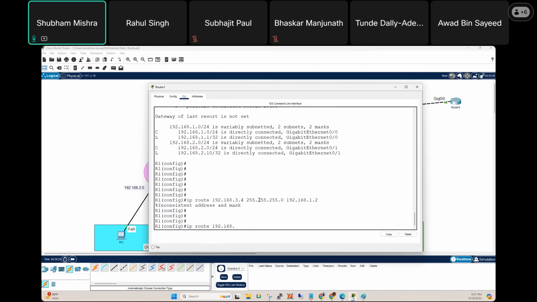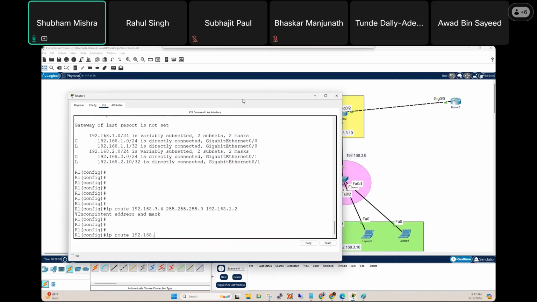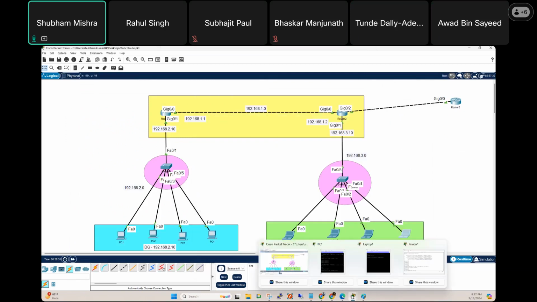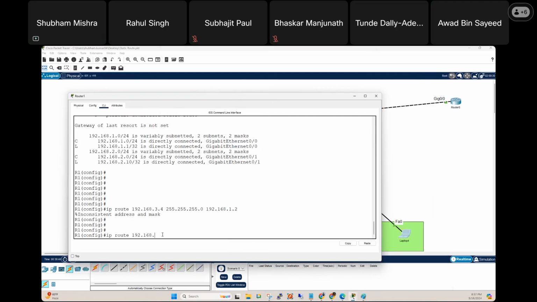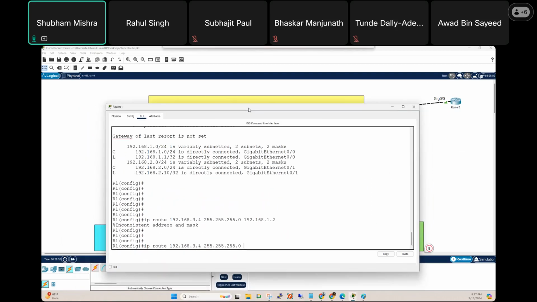192.168 dot network is, guys, I think 3 dot 0. What is the IP address of R1? Is it 3.4? Okay. 192.168.3.4, 255.255.255.0, and then the next hop will again be 255, no? Sorry, all 4 octets must be 255, no?